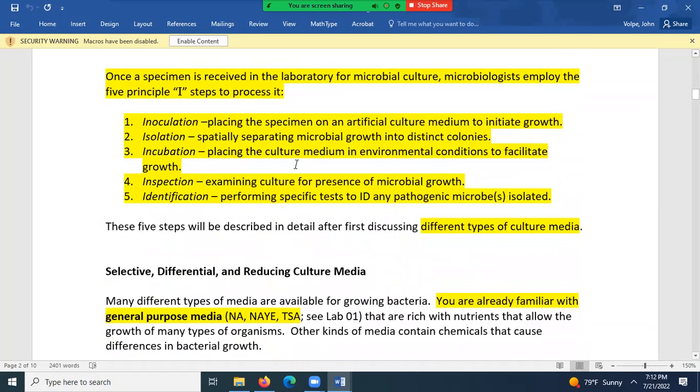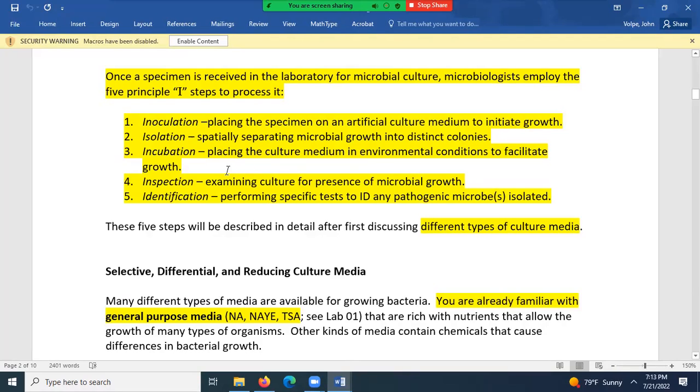First, they inoculate it, then they isolate it, they incubate it, they inspect it, and then they identify it, meaning identification. Inoculation is placing the specimen on an artificial culture medium to initiate its growth. They isolate it by spatially separating microbial growth into distinct colonies. You need distinct colonies so you'll have a pure culture. And usually you do that by sending the culture through 2 colony isolation events.